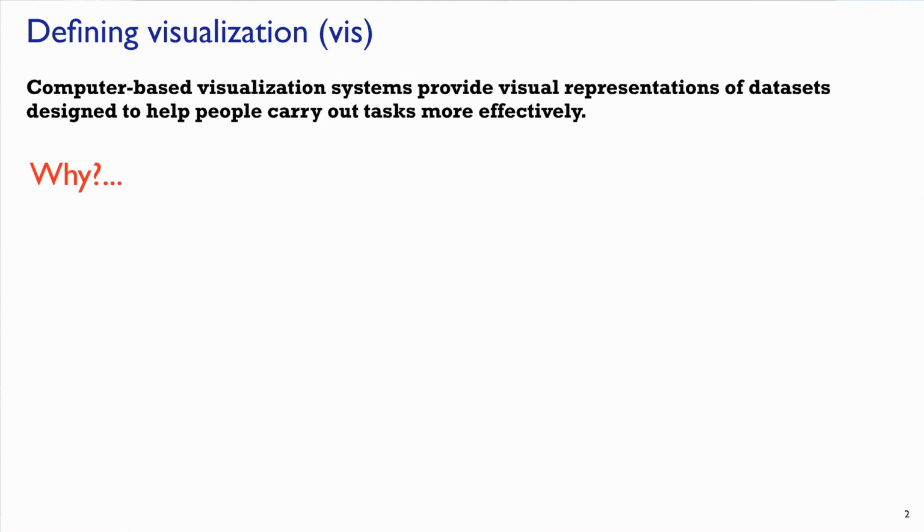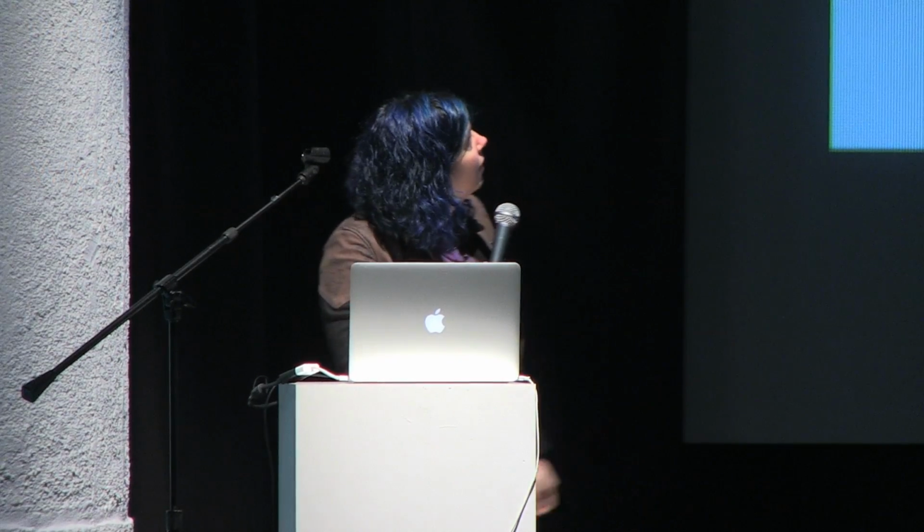So defining of terms. Visualization. My own favorite definition of Viz, and I'm going to say Viz for the next hour so I don't have many, many syllables. So computer-based Viz systems provide visual representations of data sets designed to help people carry out tasks more effectively. So what's so interesting about this particular definition? Why, for example, is it crucial to have data and people in the same sentence?